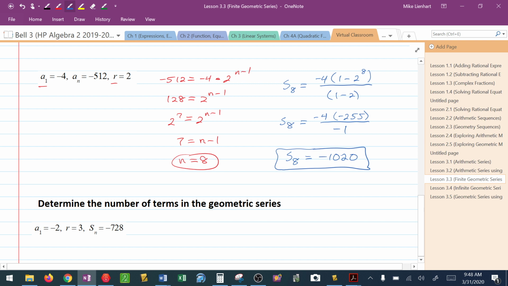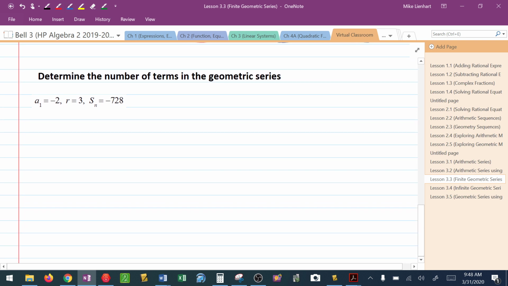All right, the last scenario that we're going to look at is how do I figure out the number of terms? So how do I figure out n if I know what the sum is? So let's go ahead and fill in the formula here. We know that S sub n is negative 728. That has to equal a sub 1, which is negative 2, times 1 minus r to the n. We don't know n there. Divided by 1 minus r.